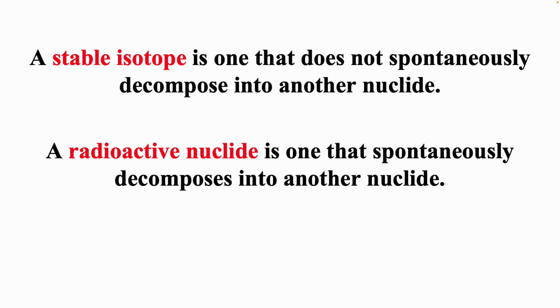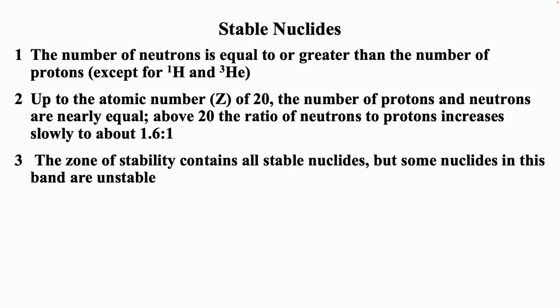Now there are 6 rules of thumb for helping us determine which isotopes or nuclides are stable and which ones are not. So the first one is that the number of neutrons is equal to or greater than the number of protons, except for protium, which is that isotope, or helium-3. And so what we'll see in a little bit is that if you plot the number of neutrons versus the number of protons, for the first 20, it's a 1-to-1 ratio, and then the number of neutrons has to increase. Up to atomic number 20, number of protons and neutrons are equal. Above 20, the ratio of neutrons and protons increases.